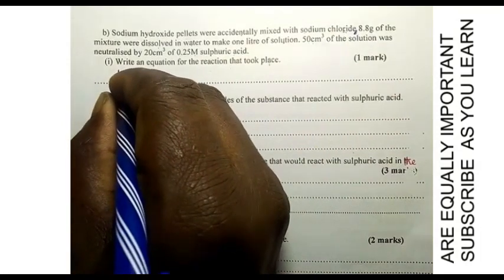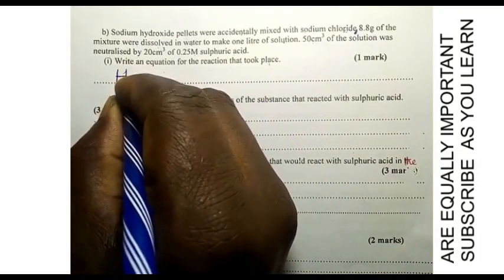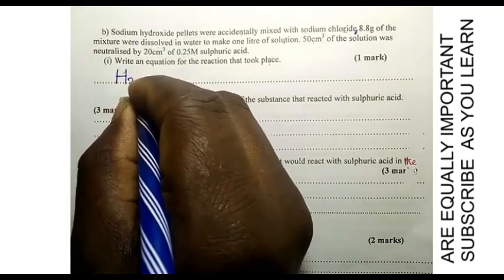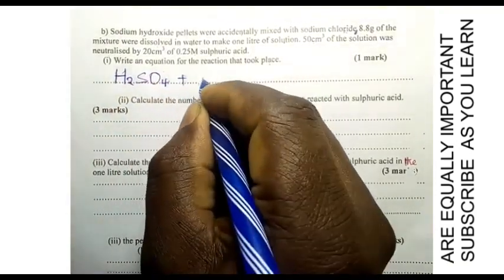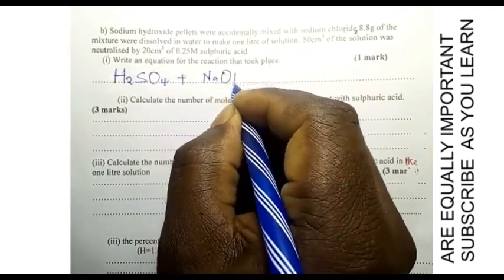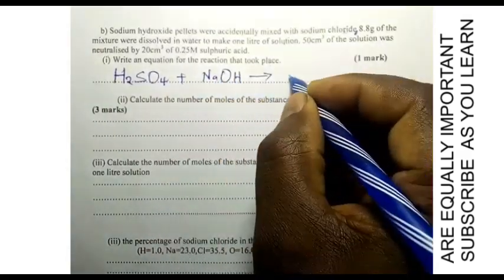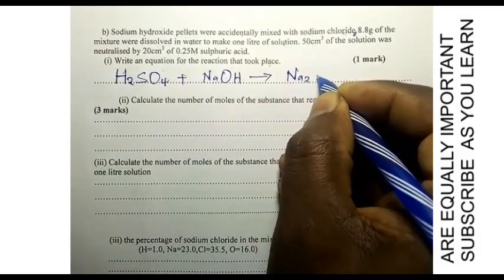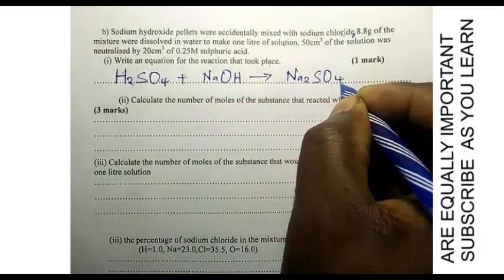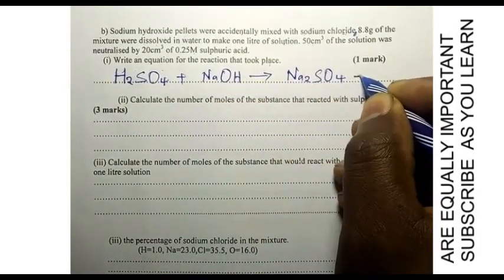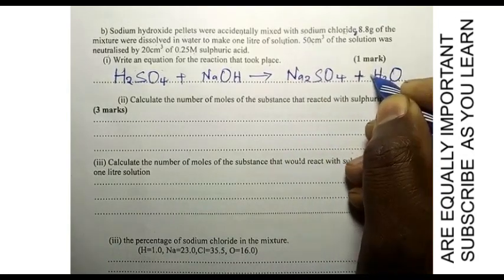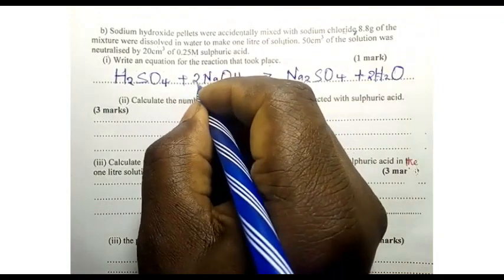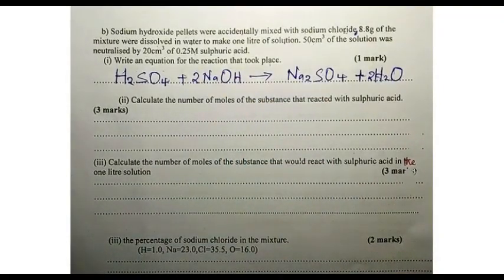It is H2SO4, sulfuric acid, plus sodium hydroxide, which will form sodium sulfate plus water. So that is the equation which will take place.